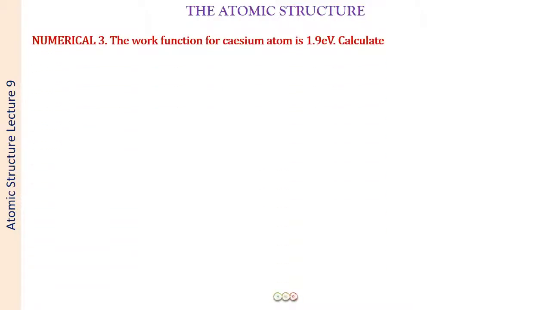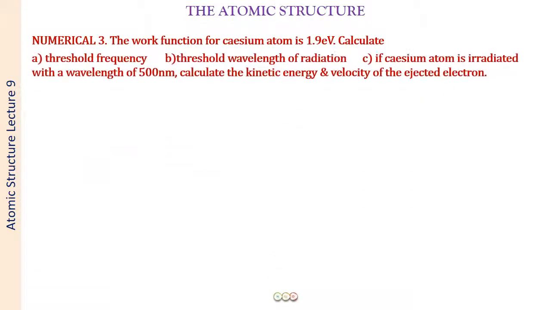The third question says that the work function for cesium atom is 1.9 electron volt. Calculate the threshold frequency, the threshold wavelength of the radiation, and if cesium atom is irradiated with a wavelength of 500 nanometer, calculate the kinetic energy and the velocity of the ejected electron.